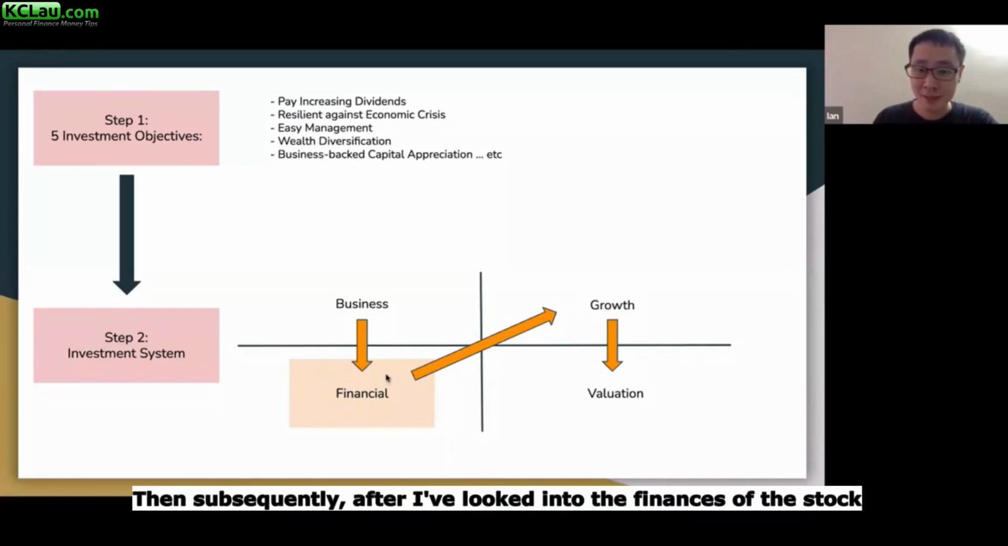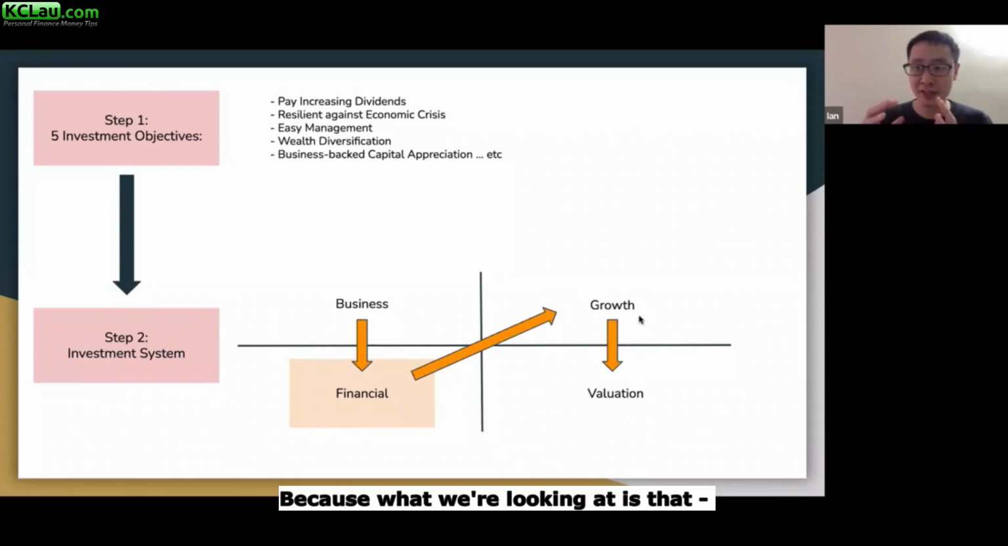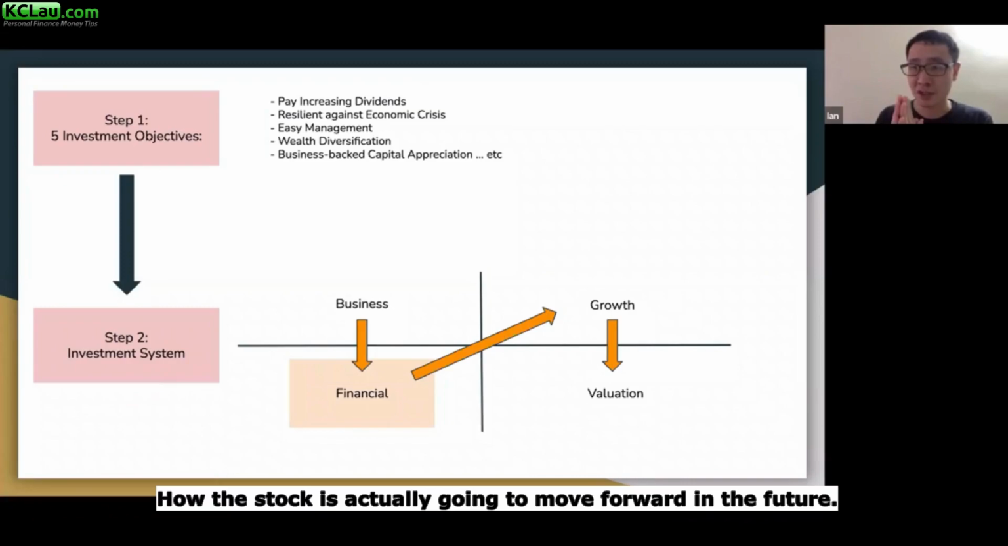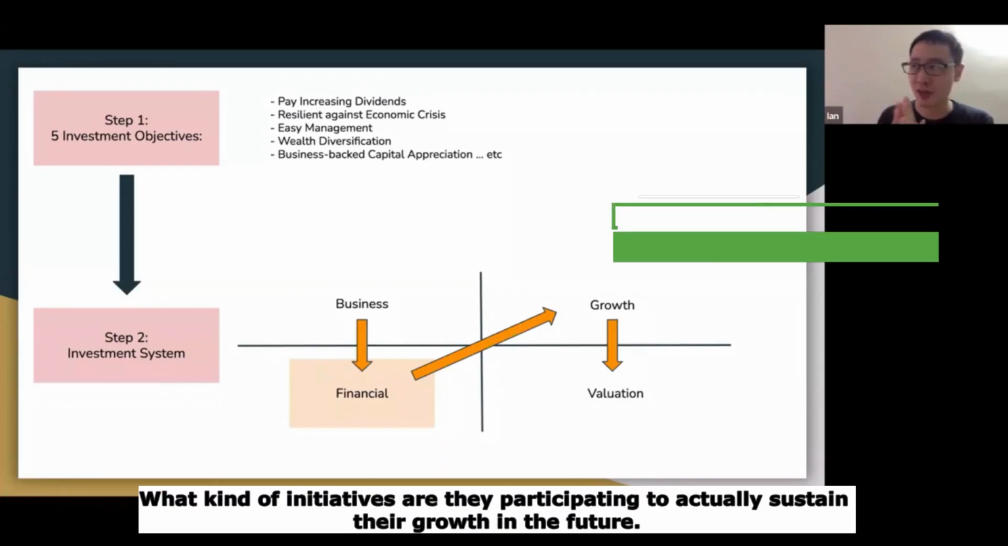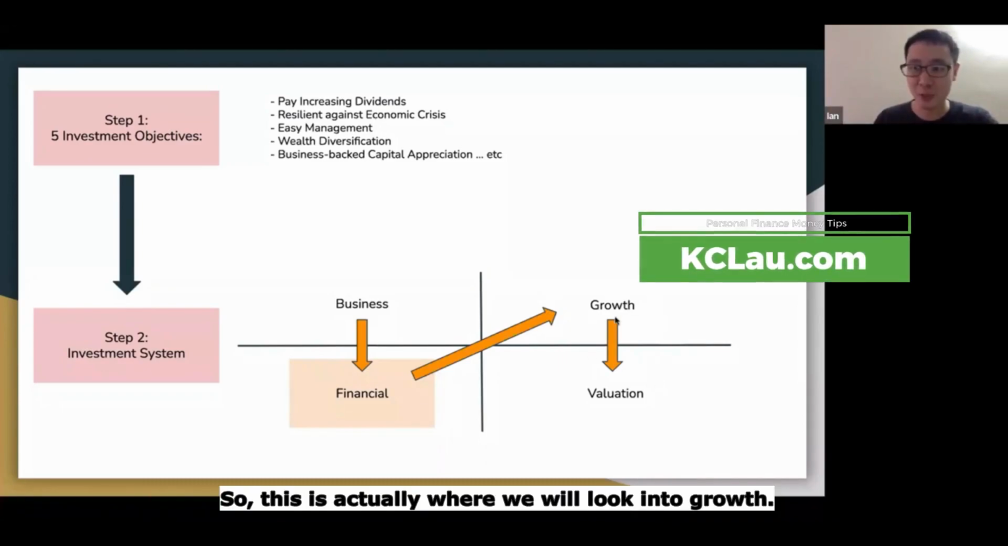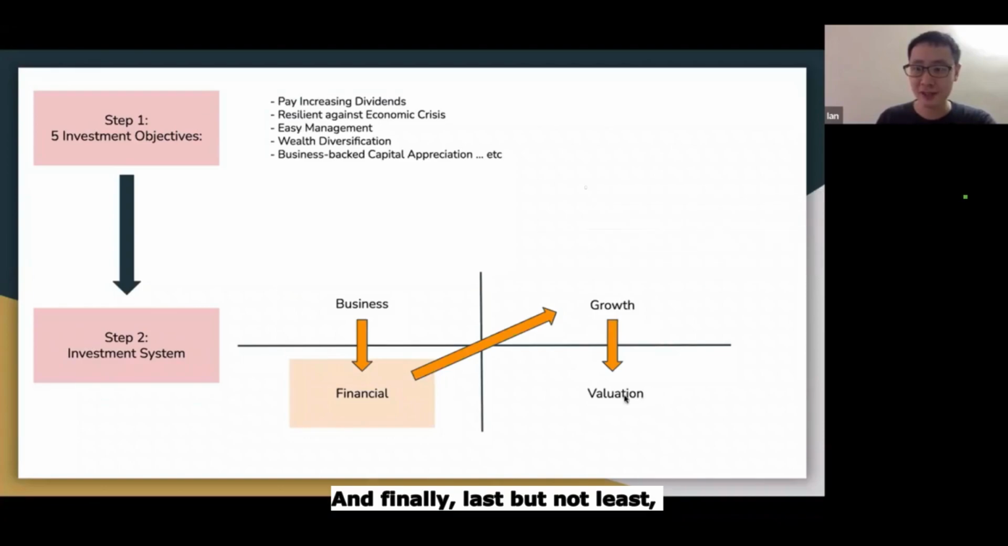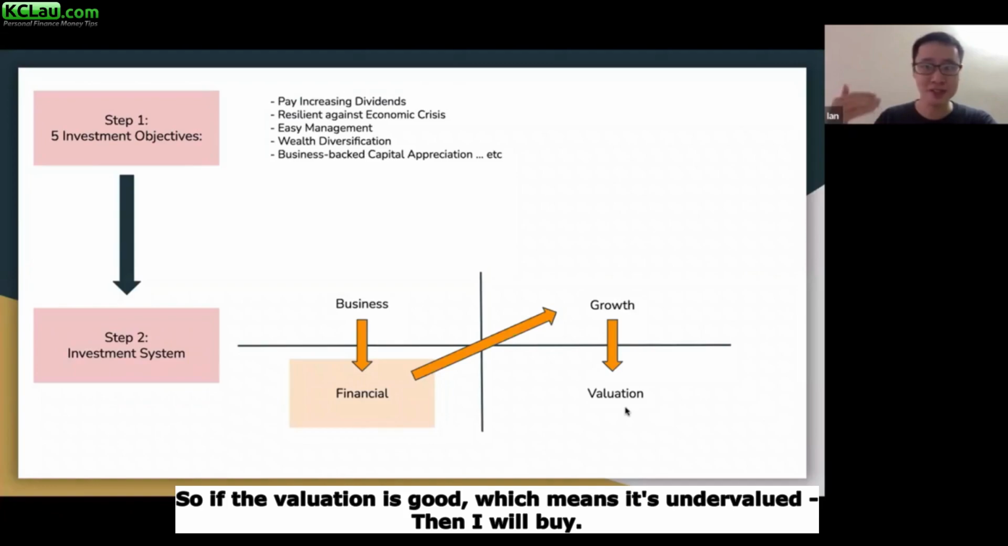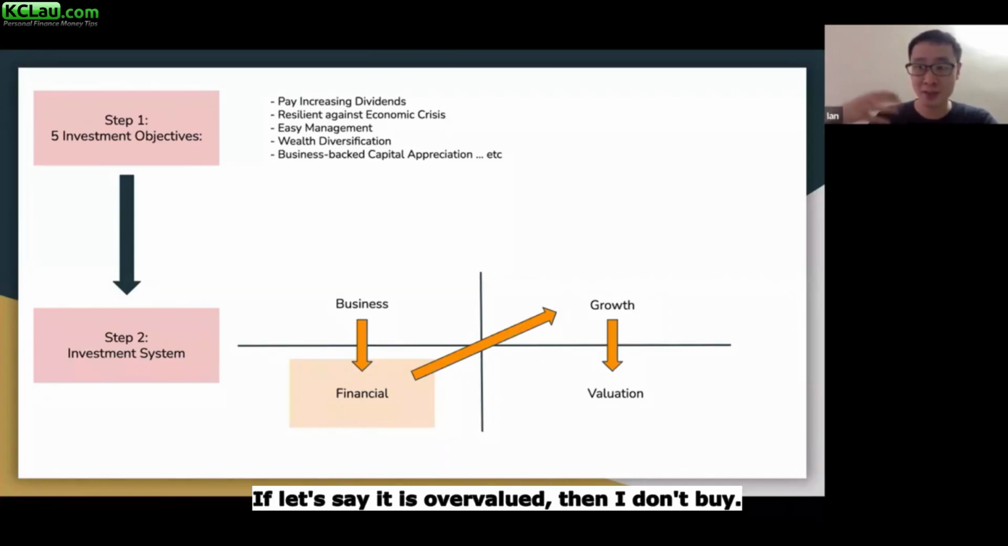Then, after I have looked into the finances of the stock, I want to know what the growth initiatives are. We don't just want to invest based on past track record. We want to know how the stock is going to move forward in the future. What kind of initiatives are they participating in to sustain their growth? This is where we look into growth. And finally, last but not least, I look at valuation. If the valuation is good, which means it's undervalued, then I will buy. If it is overvalued, then I don't buy.